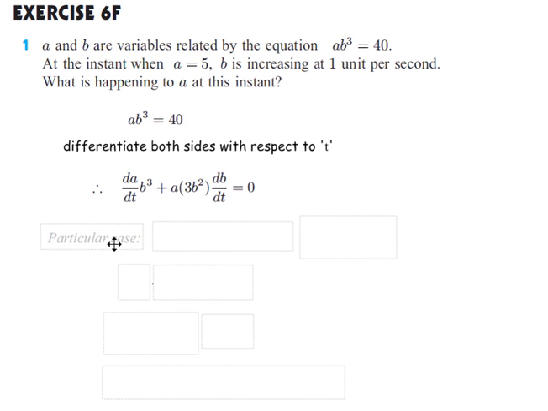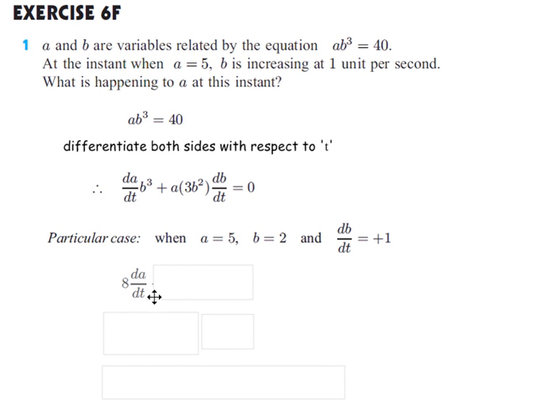Now in our particular case, we are told that a equals 5. Now if a equals 5, you plug in a equals 5 here, it's 5 times 8 makes 40. So if b cubed equals 8, that will give us b equals 2. We also know that the rate of change of b is a positive 1 because it's increasing. So db/dt equals 1.